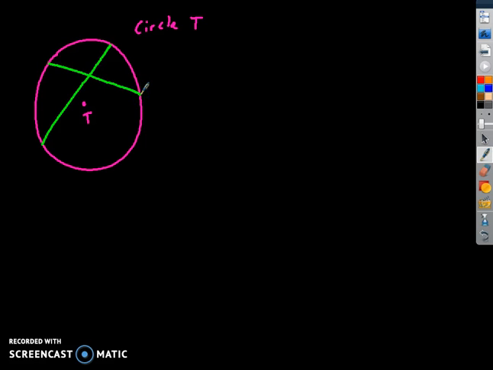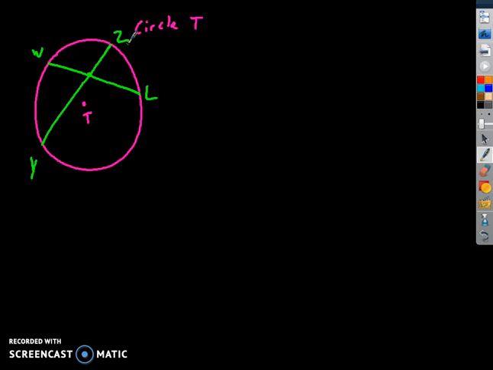Notice they don't really meet at any point special. They don't meet at the center. There's no name for that point, no special place for it. All I know is we got 2 chords. Let's name them chord WL and chord YZ. Alright, so those 2 chords, WL and YZ.